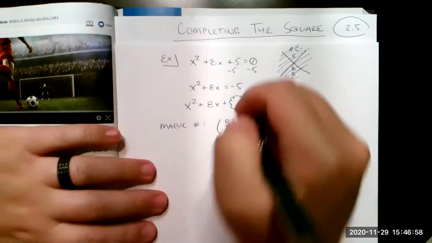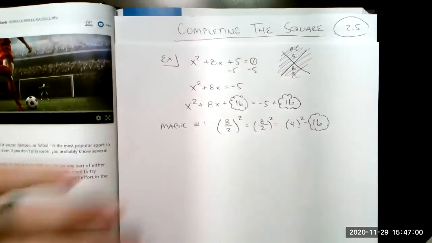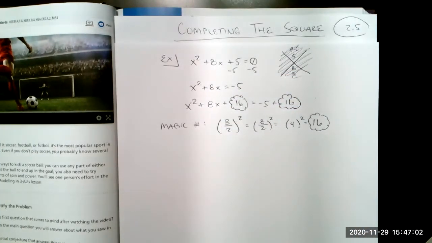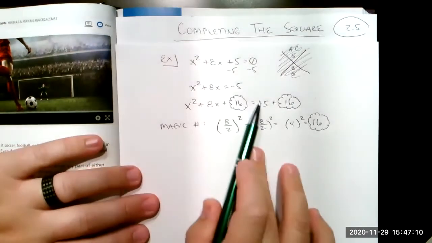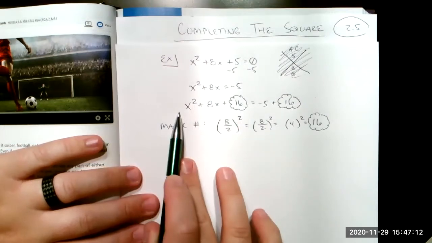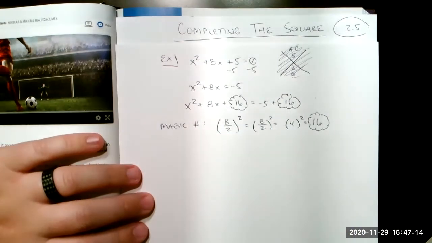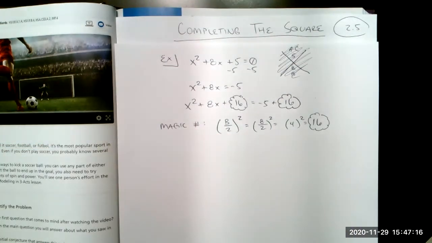Why do we want to add 16 to both sides? Well, what this allows us to do is to complete the square. So using that number, specifically that number 16, is going to allow us to have a perfect square on the left and just a number on the right. We don't care what's on the right-hand side.